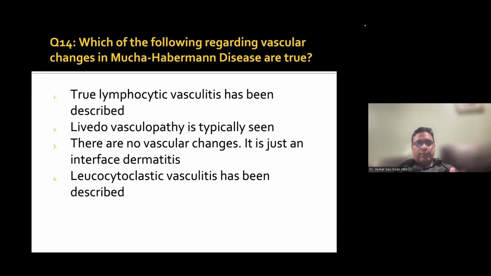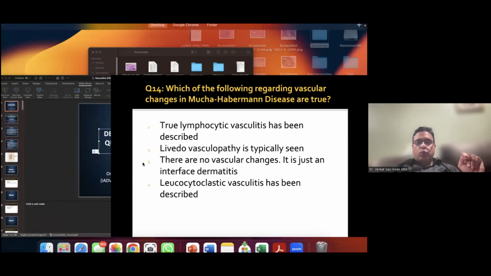A true lymphocytic vasculitis has been described in Mucha-Habermann disease. Livedo vasculopathy is typically seen. There are no vascular changes, it is just an interface dermatitis. Of course, you need to know what Mucha-Habermann disease is. And then option number 4, leukocytoclastic vasculitis has been described. Okay, which of these is true? There's only one correct answer. Let's move to Kahoot for lack of time.